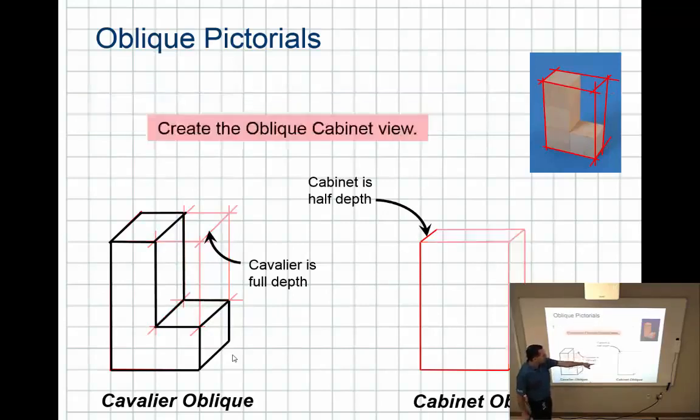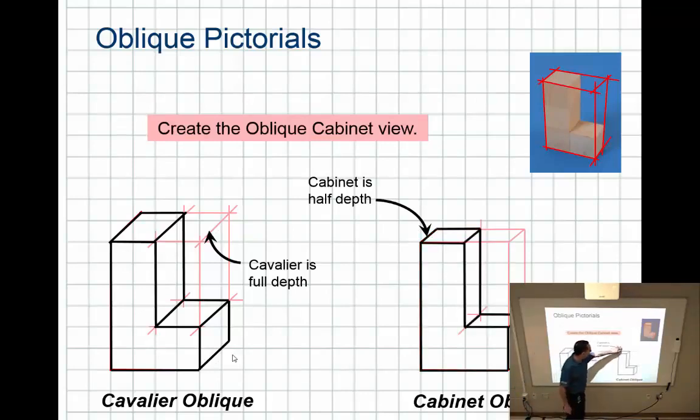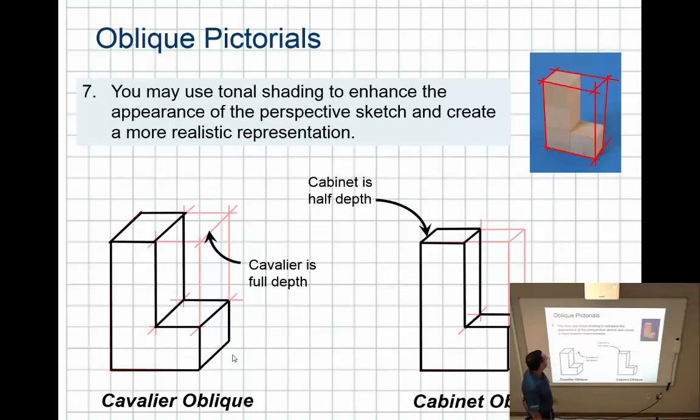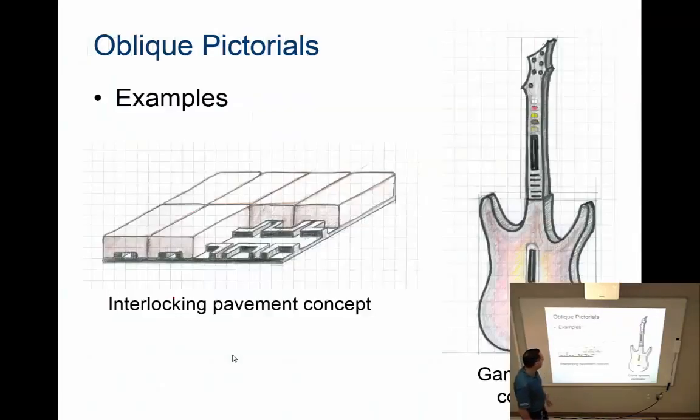This process gets repeated for cabinet oblique. The only difference, again, is going to be that the depth has been cut in half. And our last step is to add what's called tonal shading, and that's used basically to make it look more realistic or enhance the appearance of our two-dimensional drawing. And we'll talk a little bit more about that in the next type of drawing. Here's some examples of obliques.